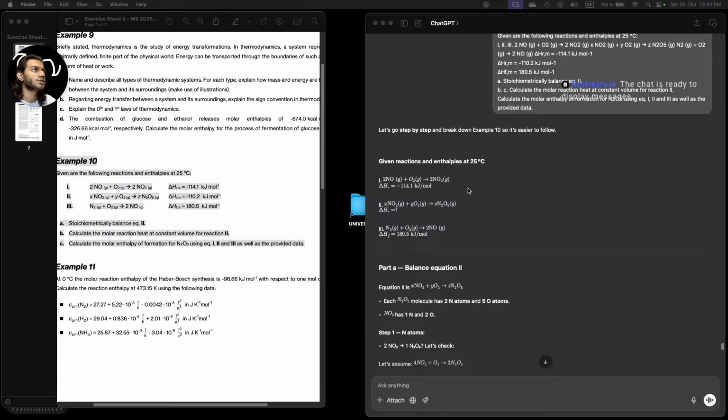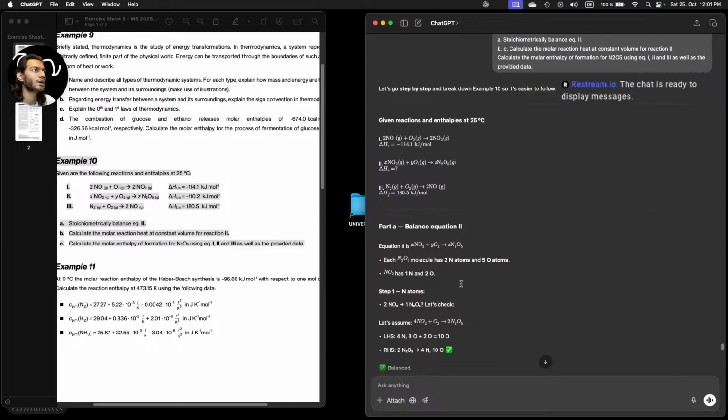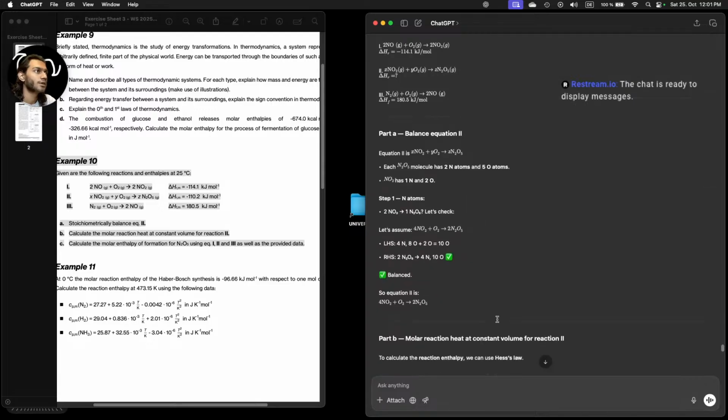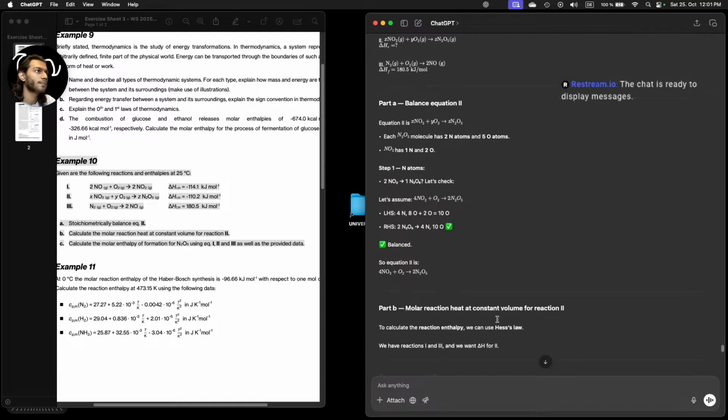Let's go step by step and break down example 10 so it is easier to follow. Given the reaction for enthalpy at 25 degrees Celsius, balance the equation. Yeah, it is balanceable, it is doable. So the equation is 4NO2 plus, yeah.